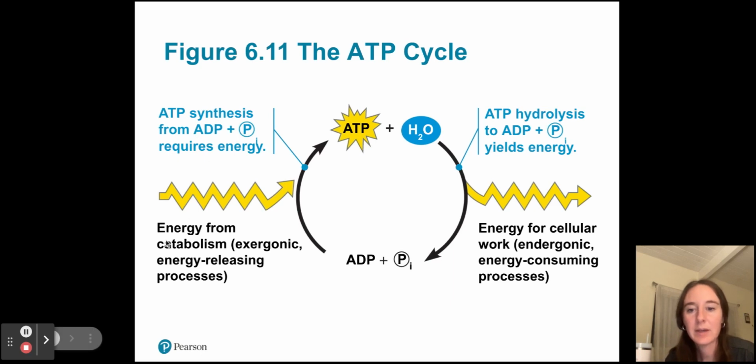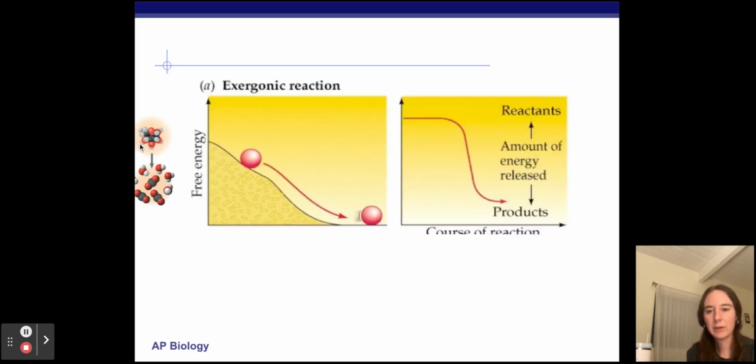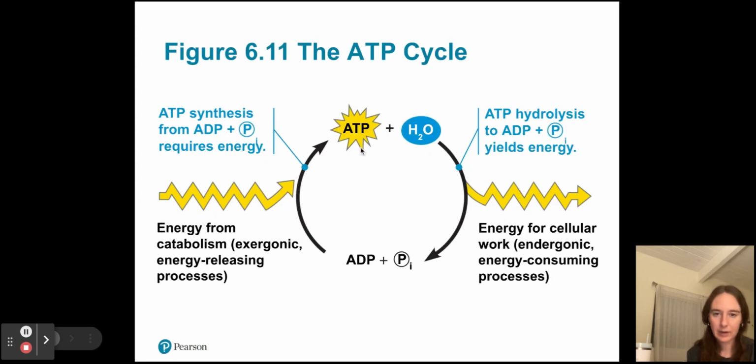Where does that energy come from? It comes from catabolism. It comes from chopping up your glucose molecules. These exergonic reactions, right? So going back here, this exergonic reaction, chopping up glucose, releasing energy. Now you can create ATP.